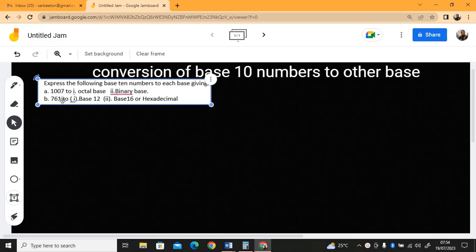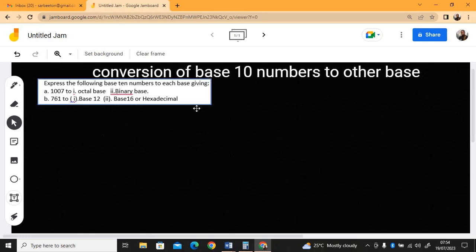Then the second one, B, is 761 to base 12, that is duodecimal, something like that. Now, 761 to hexadecimal, that is base 16. So how do you do something like this if you are given?